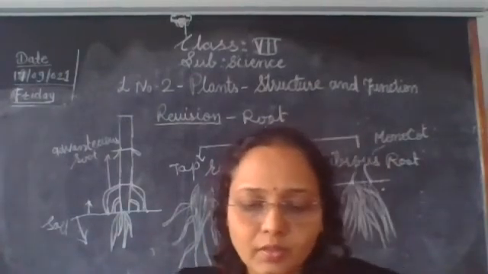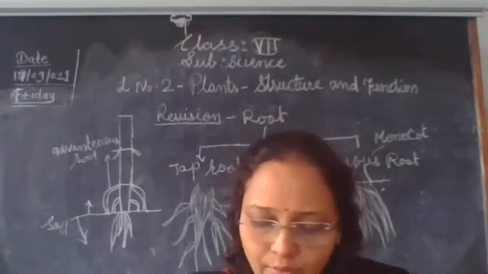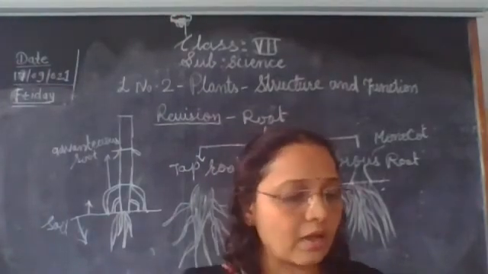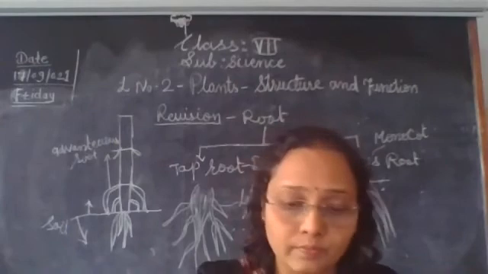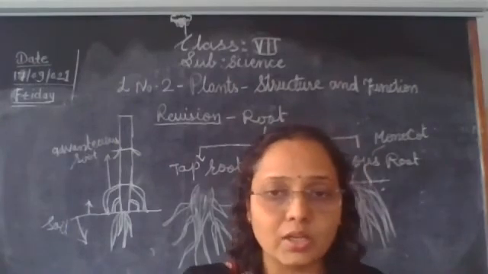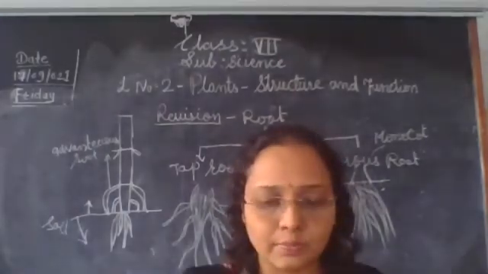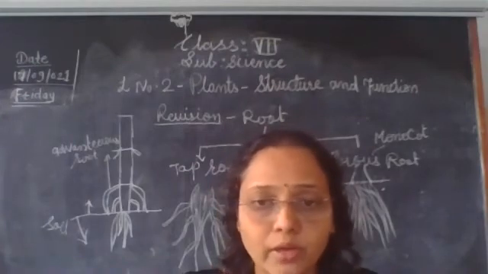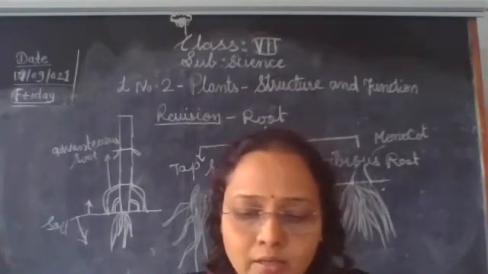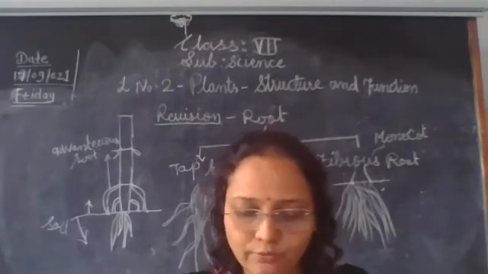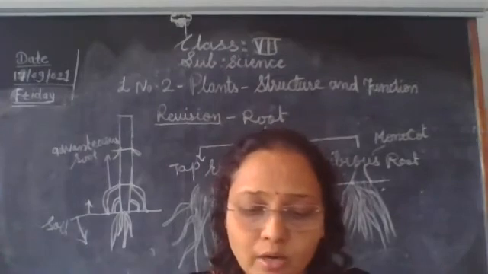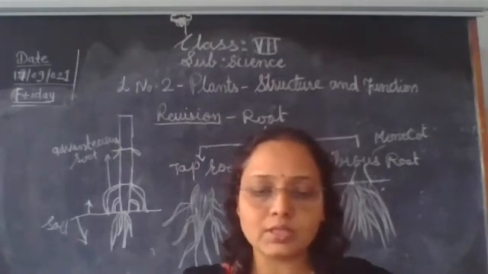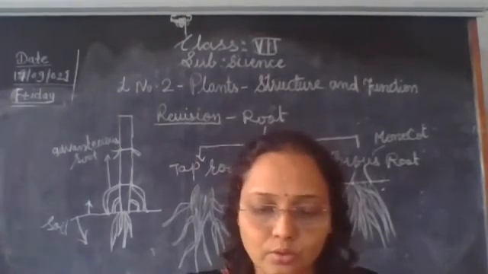Okay, children. Then these are found in some more examples. Runners are found in strawberry. Strawberry has runners that give rise to extra support. Also aerial roots are found in money plant. If you have seen a money plant, it has aerial roots. Then pneumatophores are also found in some plants. That is also called breathing roots, meaning the root performs the function of breathing. Okay, so these are some additional functions of the root.